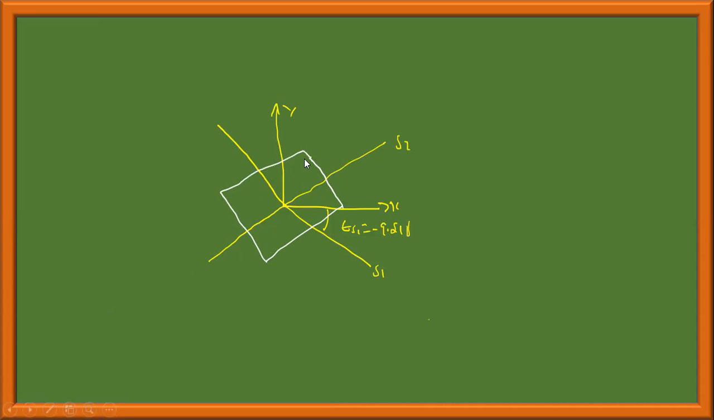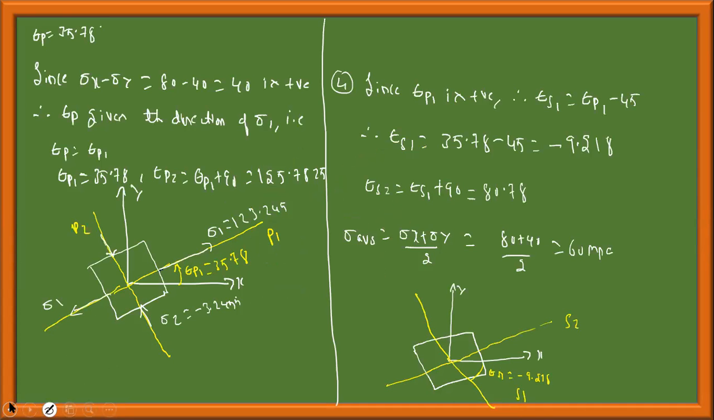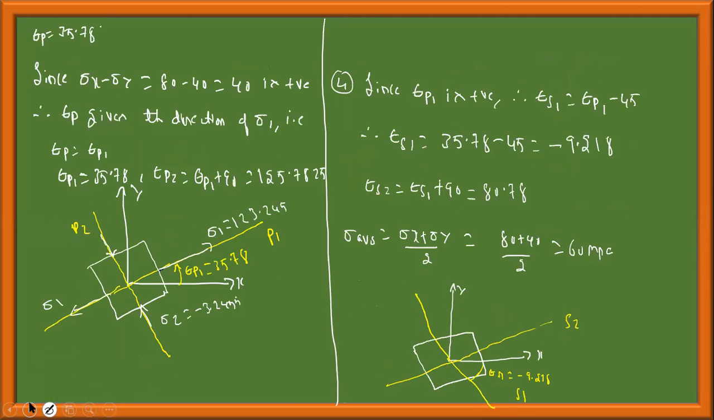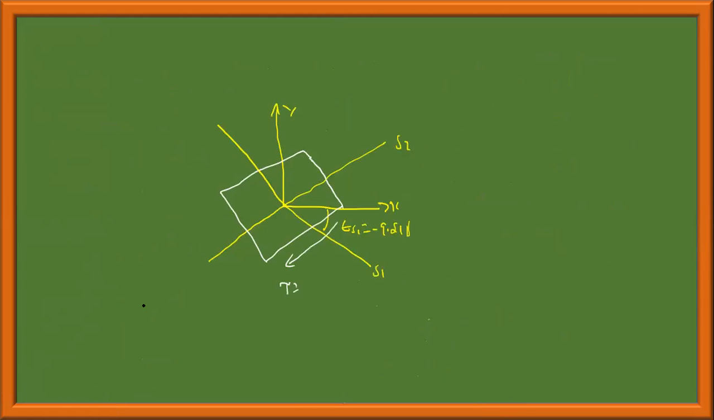Now I need to indicate, since tau is acting in clockwise direction, it should be in clockwise direction. This is tau or sigma t, which is of magnitude minus 20 MPa. We have not found tau max, right? Sorry, I made a mistake. I didn't make a mistake, but I have skipped that step. Tau max. Have you found tau max? No, I think not. I directly found the planes. I have not spoken about tau max.